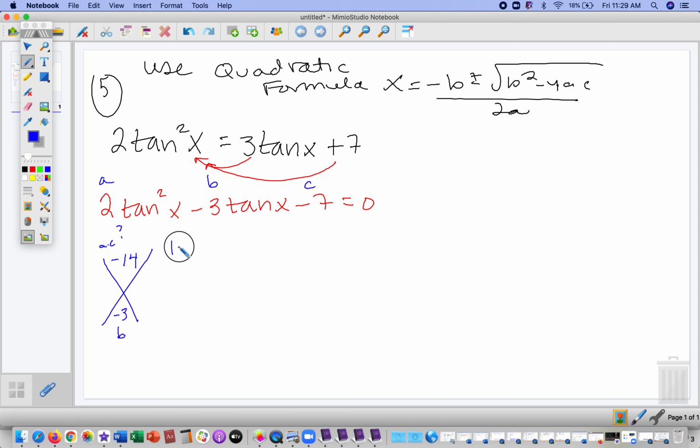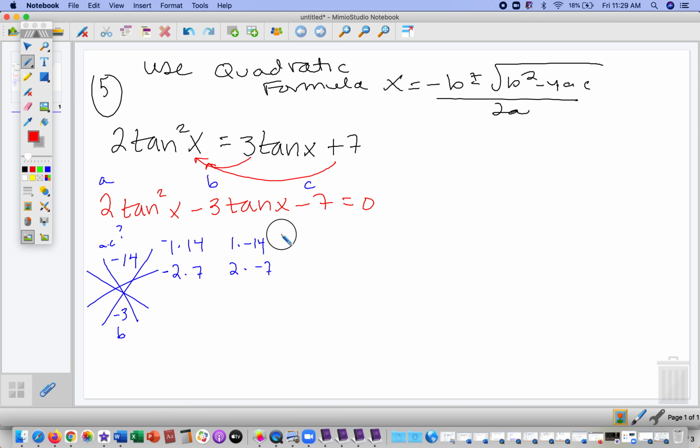Let's see. 1 and 14, we could play around with the negatives, right? Negative 1 and 14, 1 and negative 14. No. That is 13, that is negative 13. We could try 2 and 7. So negative 2 and positive 7, 2 and negative 7. Those multiply to negative 14, but they don't add to negative 3. If I go down, there's no combos that work. So if you can't factor, you have to use your quadratic formula.